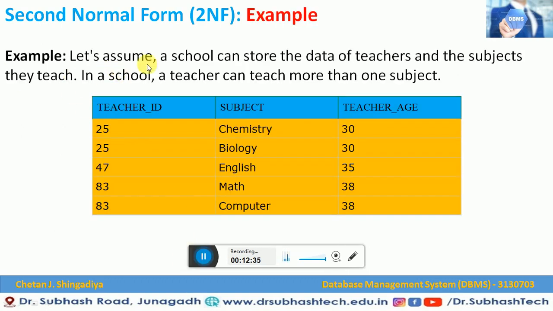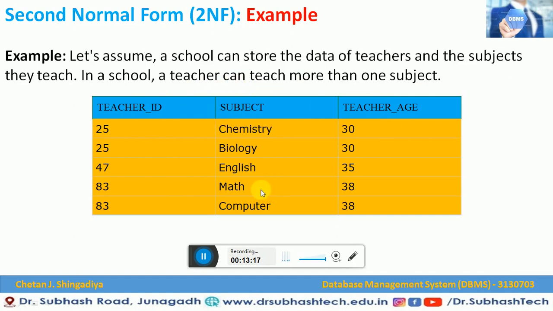Here let us see this example. Let us assume a school can store the data of teachers and the subjects they teach. In a school, a teacher can teach more than one subject. Now here you can see in this table we have 3 columns: teacher's ID, subject, and teacher's age. According to those records, the table contains the data of teachers and the subjects they teach. Also, a teacher can teach more than one subject. So this is our example.